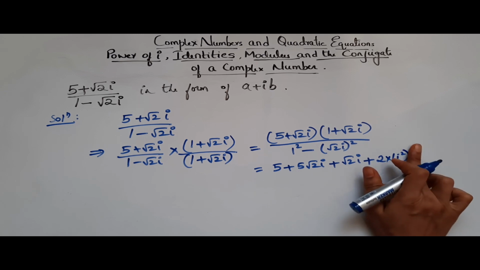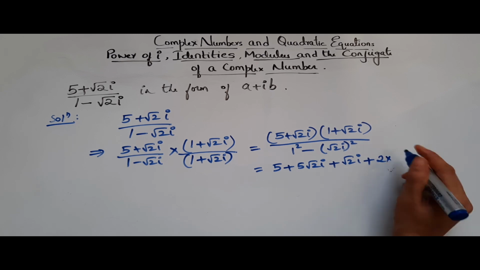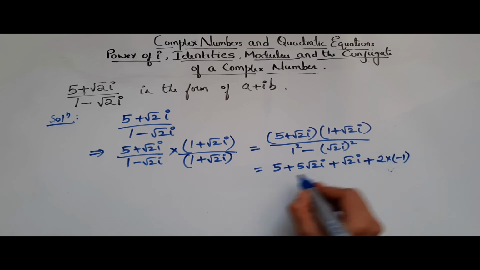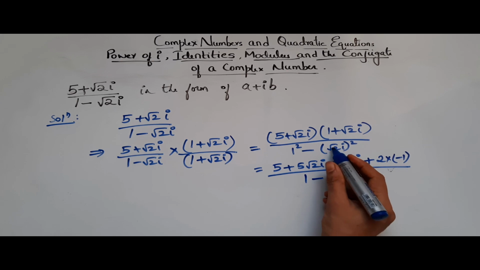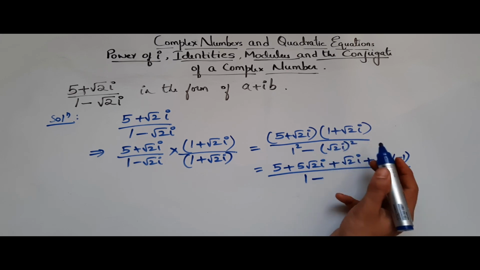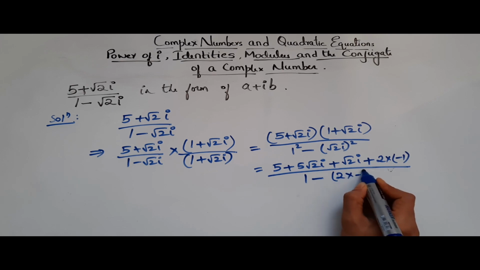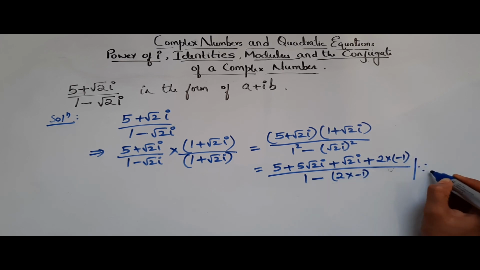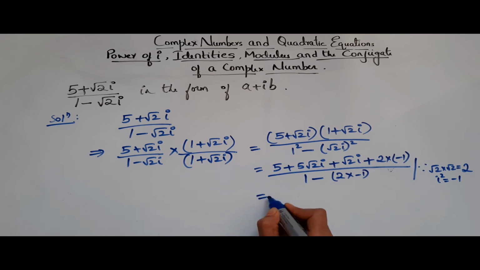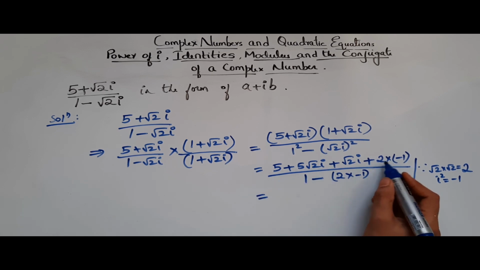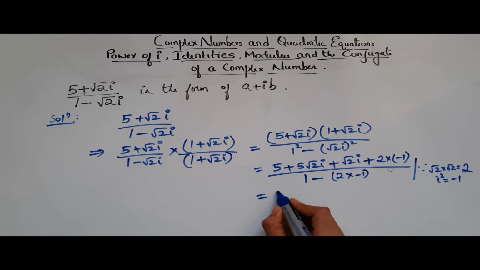or instead you can write i square. We know i square is equal to minus 1, right? By 1 square is 1 minus root 2 the whole square. So root 2 into root 2 is 2, 2 into i square is minus 1. We know root 2 into root 2 is equal to 2, and we also know i square is equal to minus 1, which is equal to 5 plus into minus is minus. So 5 minus 2 is 3, right?